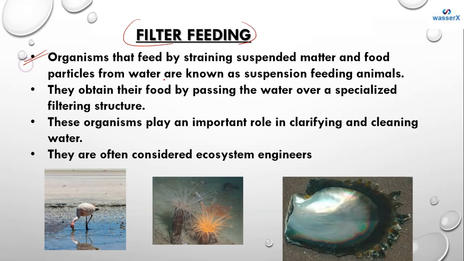When we say filter feeding, these are organisms that feed by straining suspended matter and food particles from the water, known as suspension feeding animals. They obtain their food by passing the water over a specialized filtering structure they have. These organisms play an important role in clarifying and cleaning the water. So that's the important one.